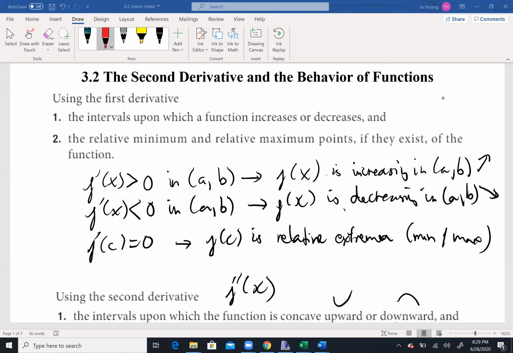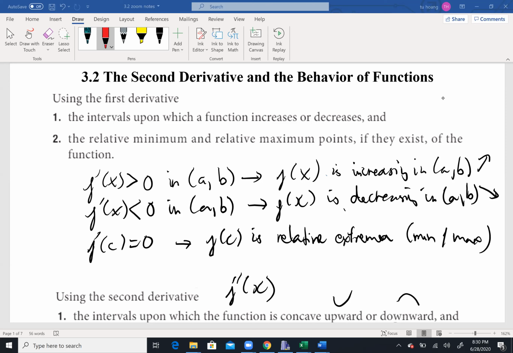Hello everyone. Today I'm going to talk about section 3.2, the second derivative and the behavior of the function. According to the first derivative, we have learned how to determine the interval upon which a function increases or decreases by the first derivative. And we can find the relative minimum and relative maximum points of the function.